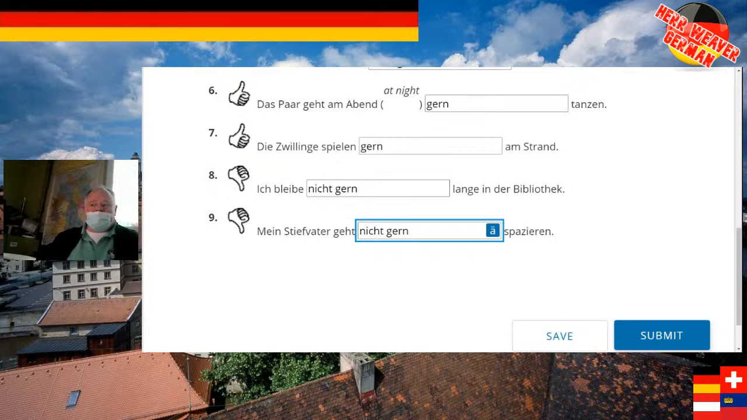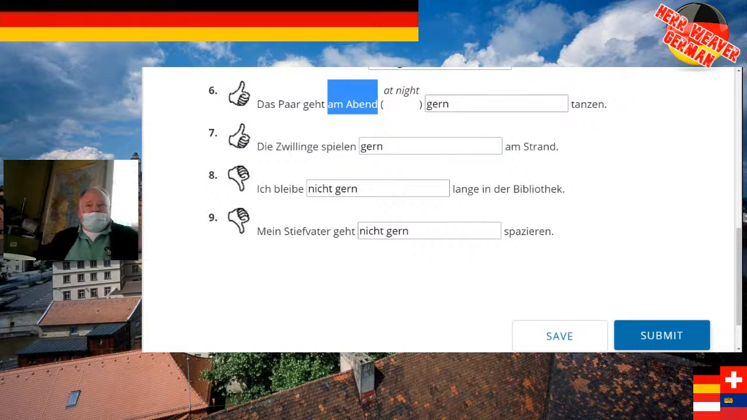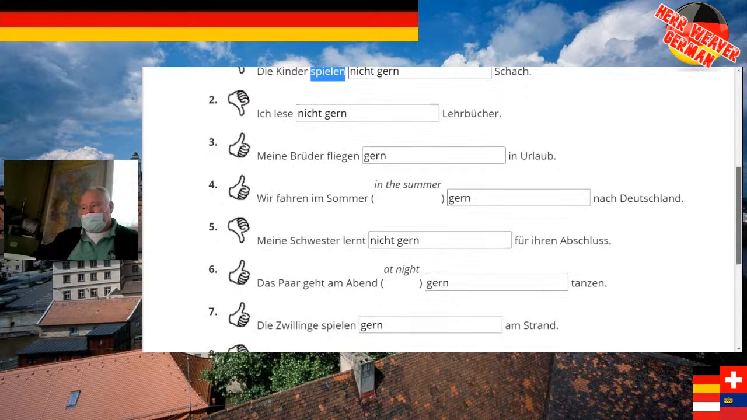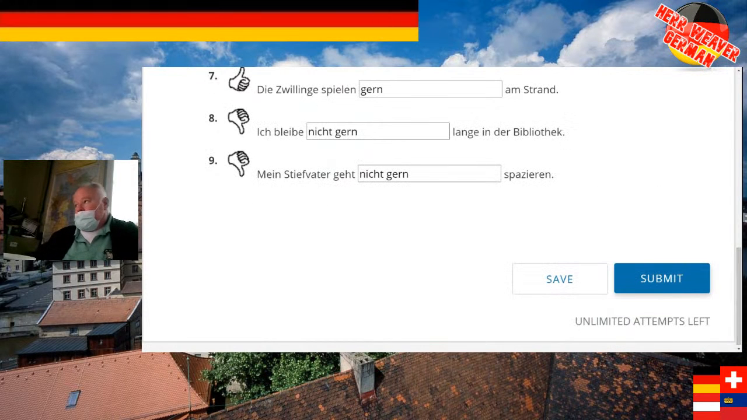You notice it comes after the verb usually. Bleibe, spielen, gern. Here this had some more information, in the evening. That's fine. It could have gone geht gern am Abend. That would have been fine also. After the verb, lese, fliegen, spielen. Usually comes right after the verb. But if you want to put it at the end, that's okay too. Everybody will understand you. It didn't make any difference. Sounds the same. Germans do it both ways.